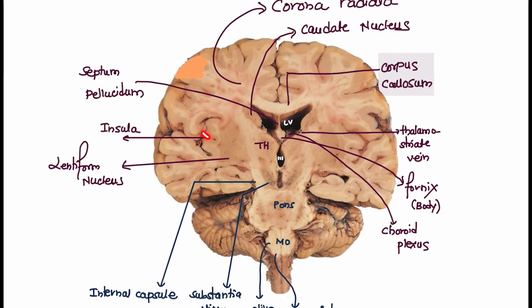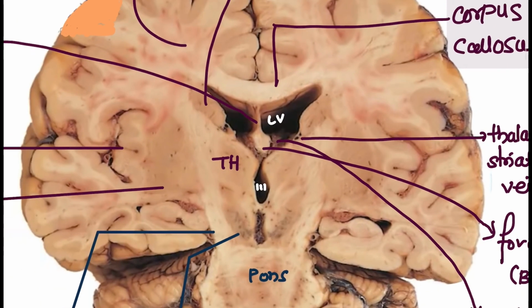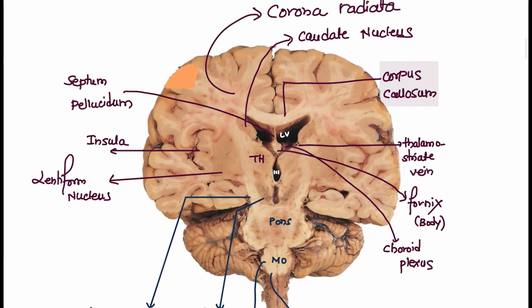Now look over here. Here we have the insula. It is a small triangular area beneath the lateral surface of the brain. Now I forgot to tell you about the thalamostriate vein. The thalamostriate vein runs along the lateral wall of the lateral ventricle, connecting the thalamus and the caudate nucleus. It may appear as small vessels or a thin line.